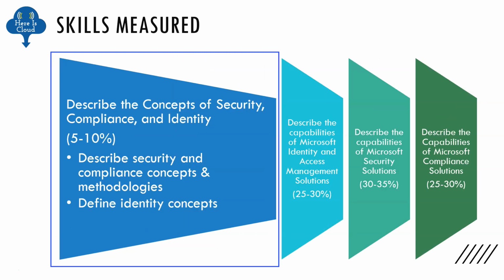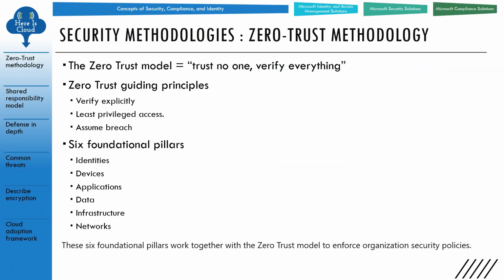So if I expand the first pillar, it covers 2 parts. It describes security and compliance concepts and methodologies, very basic, and then defines the concept of identity. Let's go through that in detail. So as you can see at the top, now we are into the first pillar, which is concept of security, compliance, identity, which has subtopics which are shown on the left hand side.